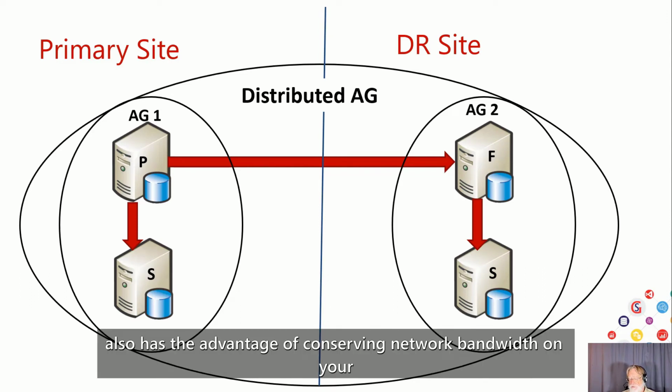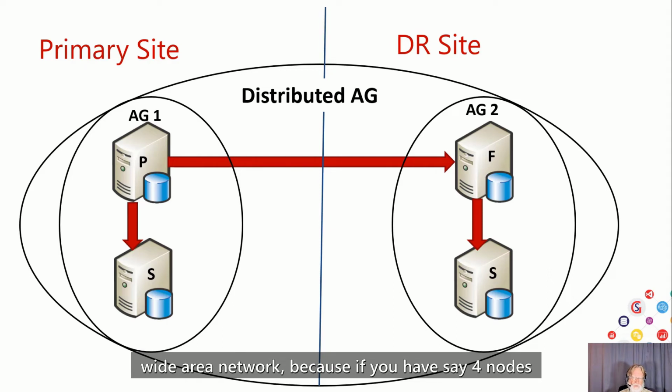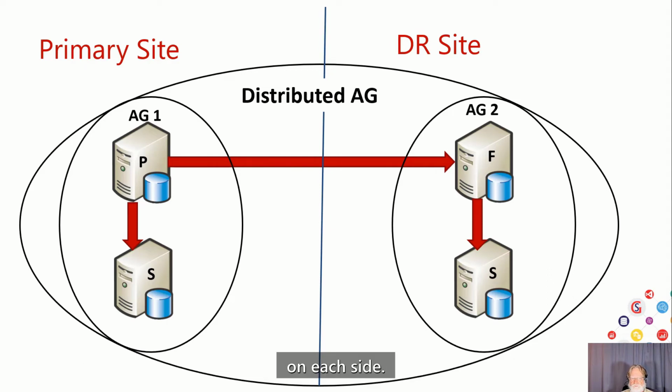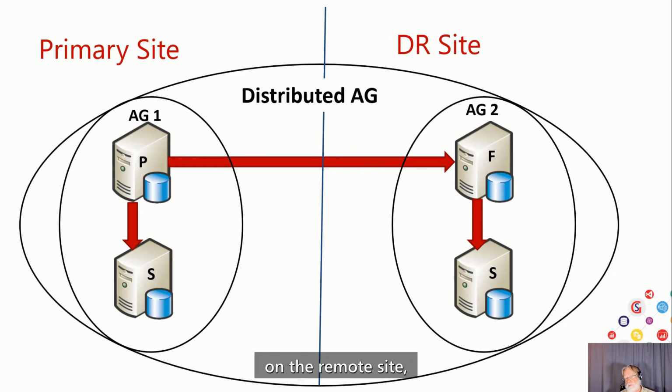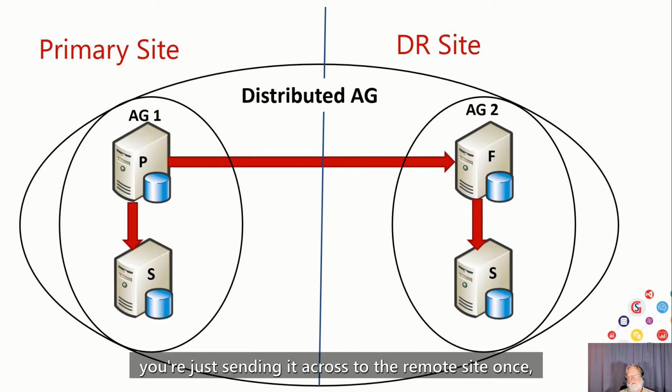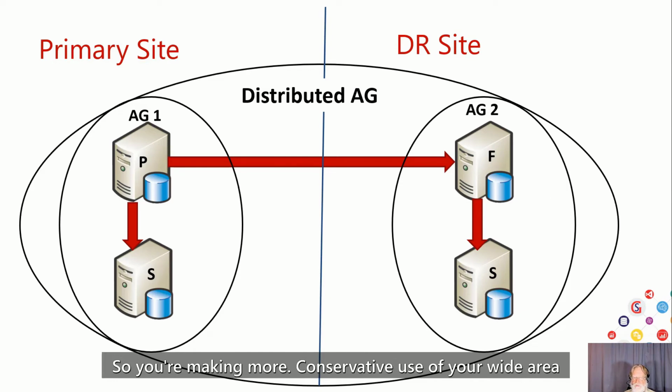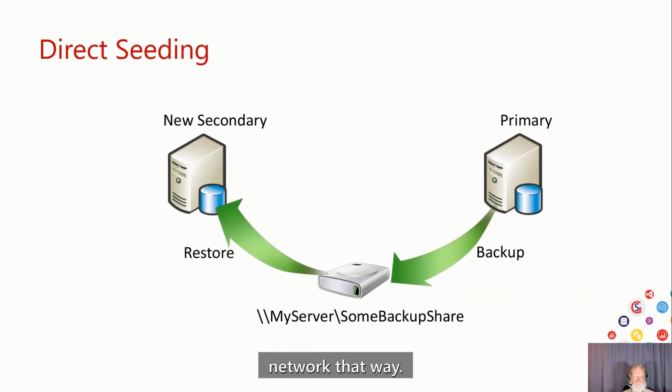And that also has the advantage of conserving network bandwidth on your wide area network, because if you have, say, 4 nodes on each side, instead of sending data from the primary to the other 3 nodes at the local site and all 4 nodes on the remote site, you're just sending it across to the remote site once, and then the forwarder fans it out there. So you're making more conservative use of your wide area network that way.